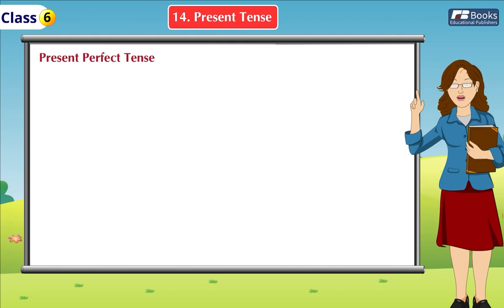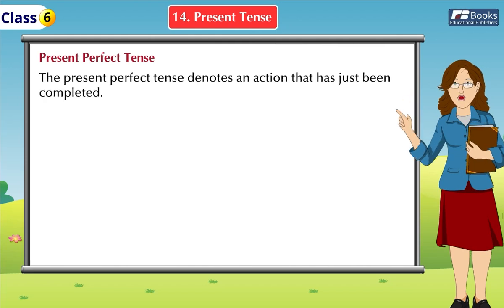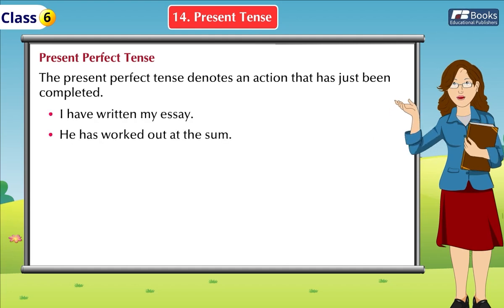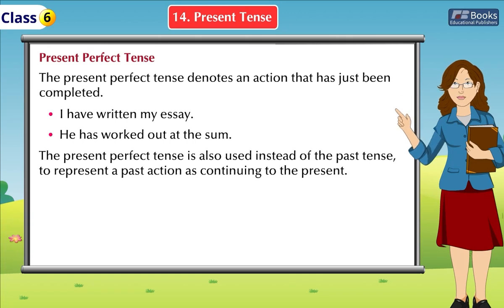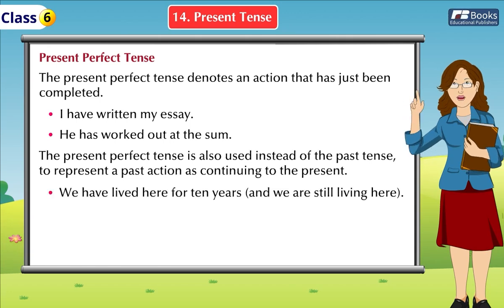Present perfect tense. The present perfect tense denotes an action that has just been completed. I have written my essay. He has worked out the sum. The present perfect tense is also used instead of the past tense to represent a past action as continuing to the present. We have lived here for 10 years and we are still living here.